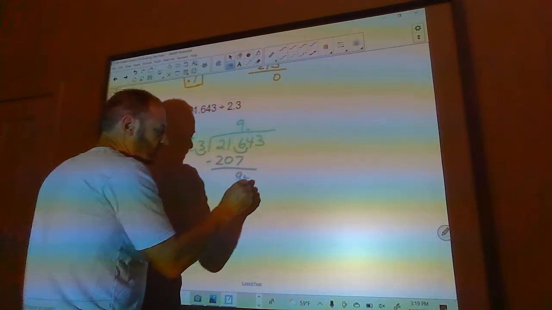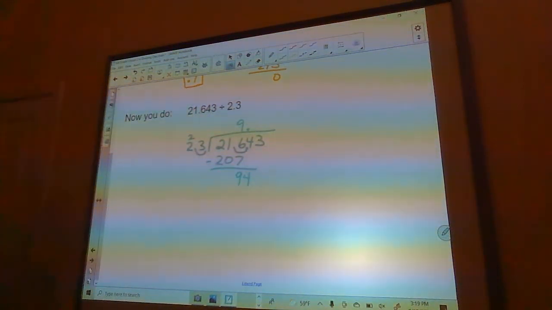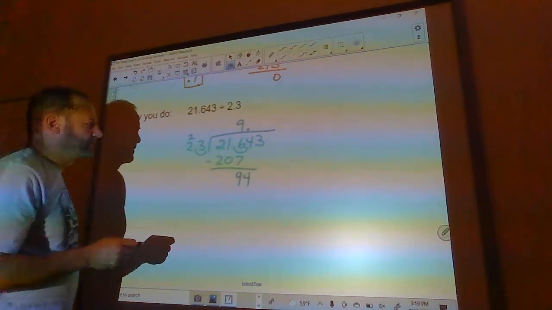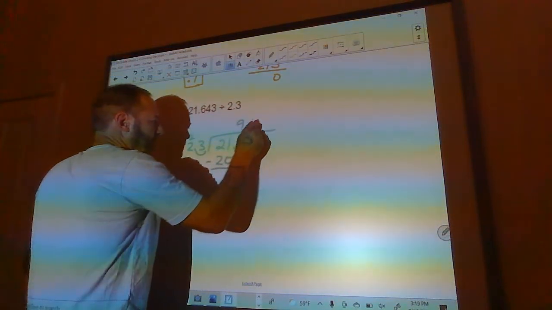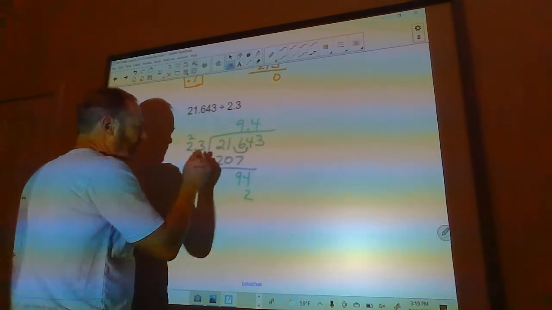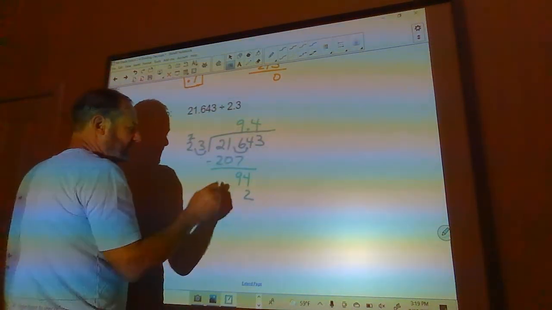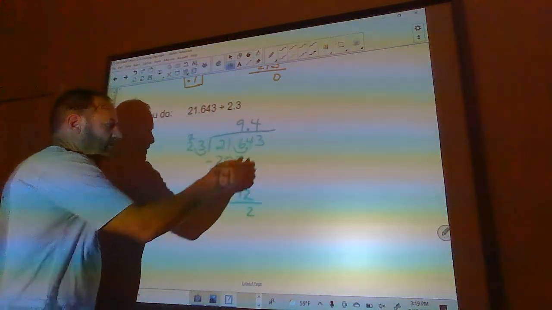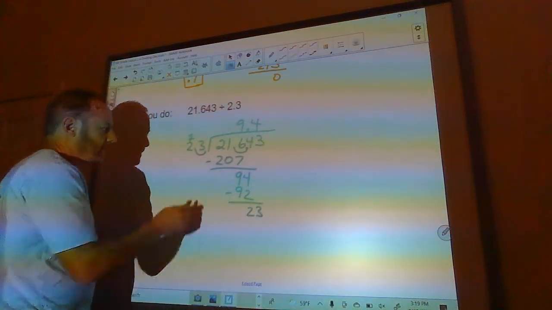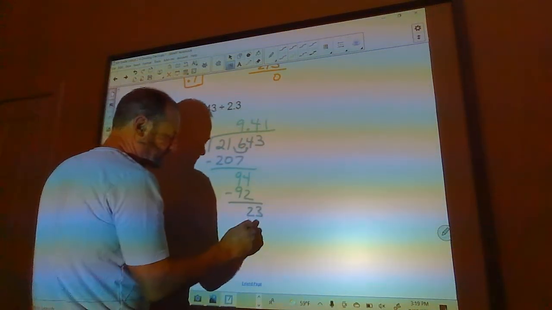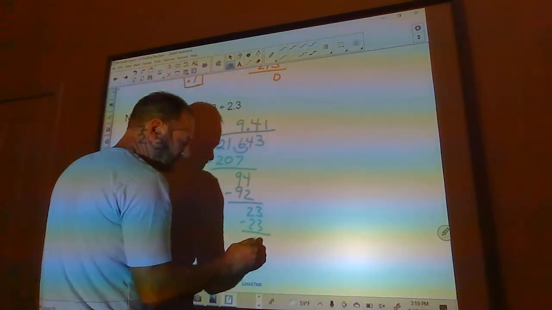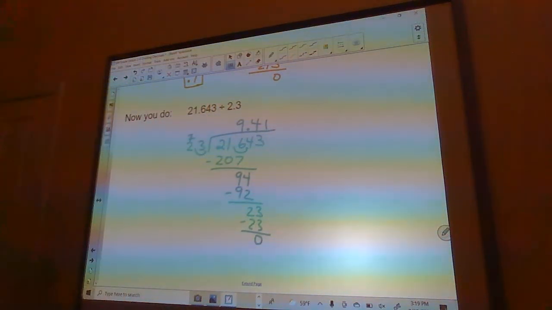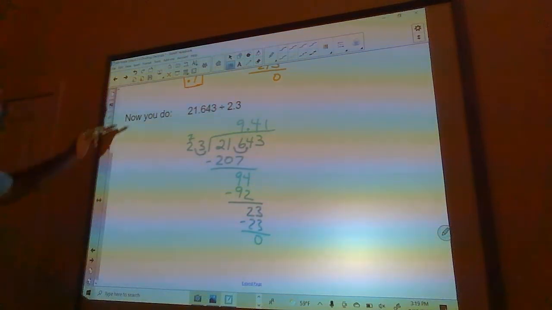Drop down my 4. 23 will go into 94 maybe 4 times. 4 times 3 is 12. Carry my 1. That's 8, 9. Yep, look at that. Subtract, I get 2. Drop down my 3. 23 goes into 23 once. So you should have got 9.41 for this one.